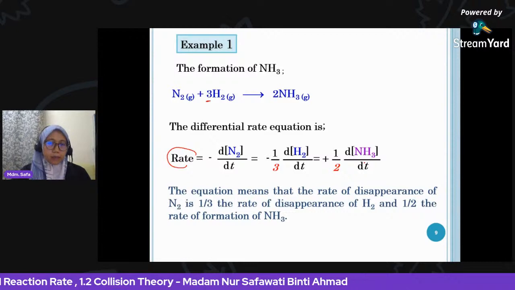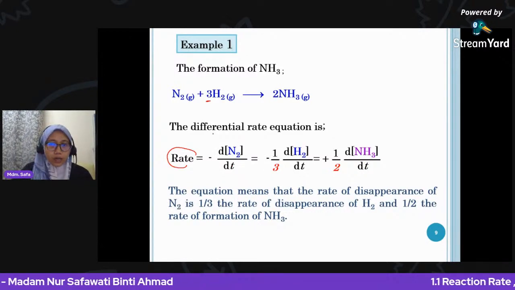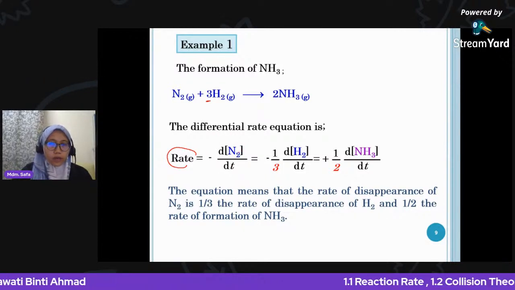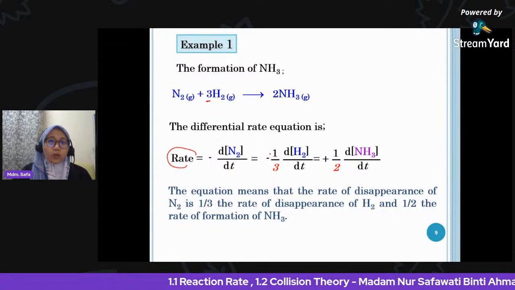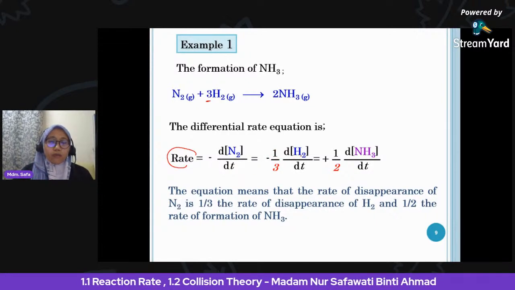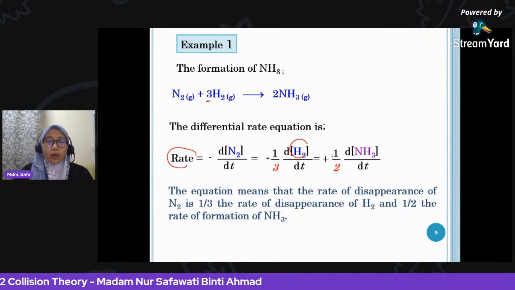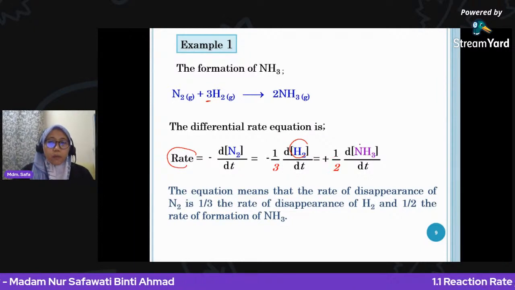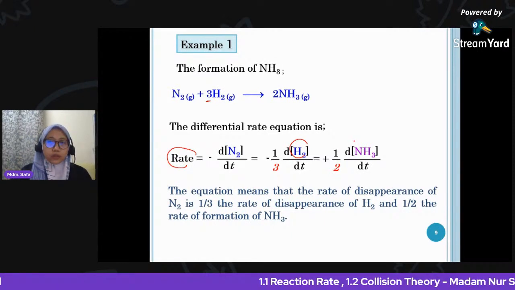So what does it mean? The equation means that the rate of disappearance of nitrogen gas is equal to 1 over 3 of the rate of disappearance of hydrogen gas, equal to 1 over 2 of the rate of formation of ammonia. Okay, so itu maksud dia.